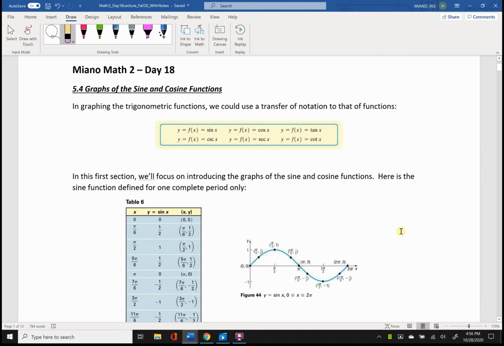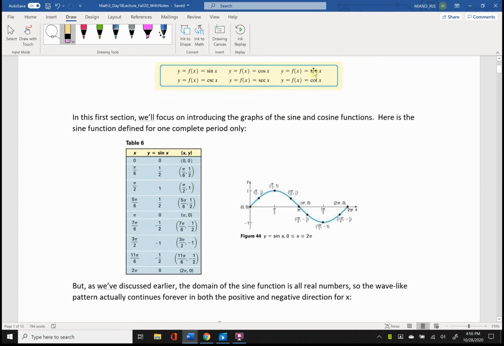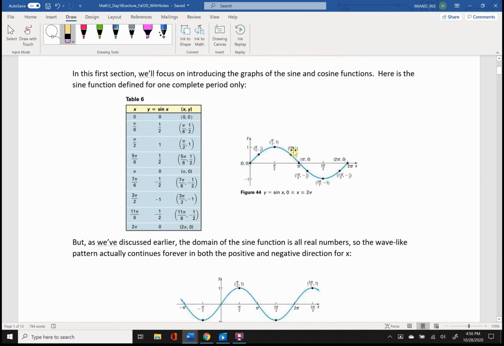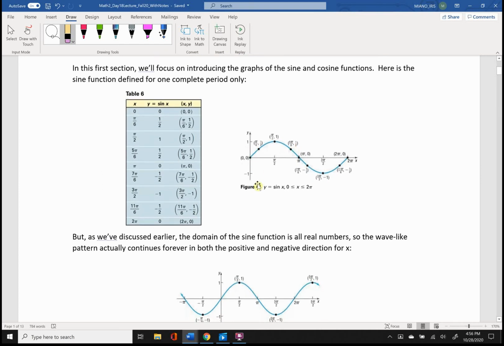The first one that we'll want to introduce, other than noting that we're going to use function notation, y equals whatever the trig function is of x, that's mainly the way that we'll be sticking to it. Okay, let's introduce the sine function first. We're going to limit our initial introduction to a domain from 0 to 2 pi. We want to do this just so that we get to know some familiar key points here that you may recognize from the unit circle.